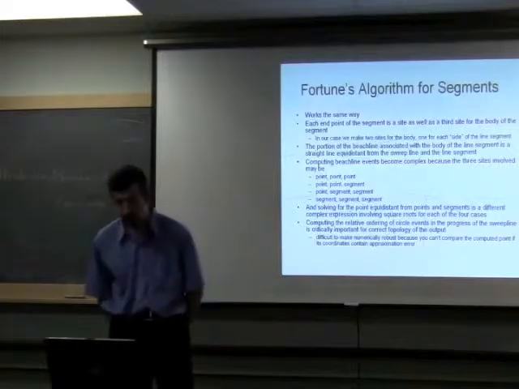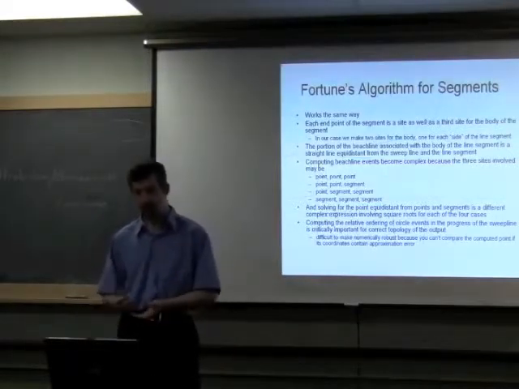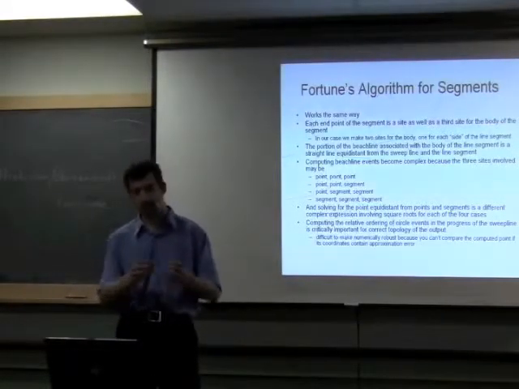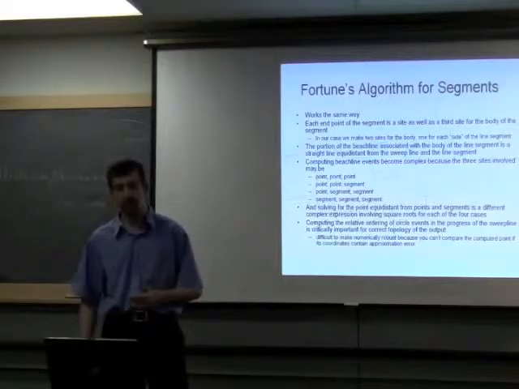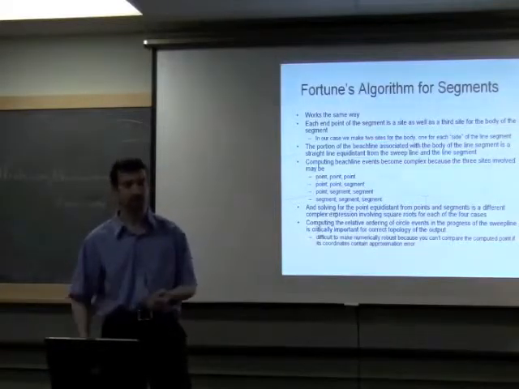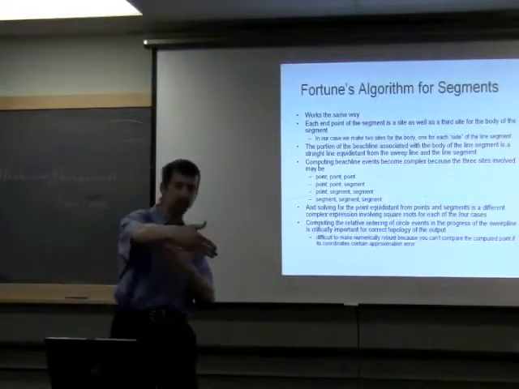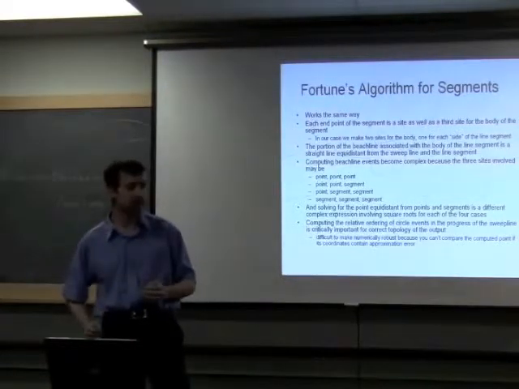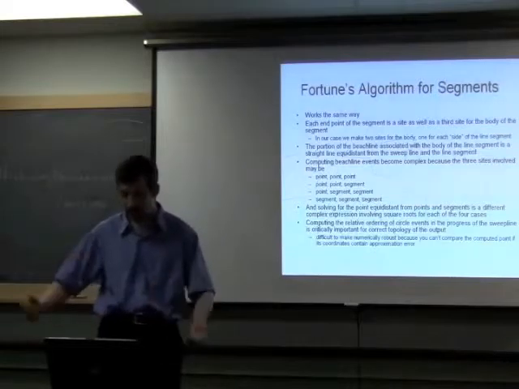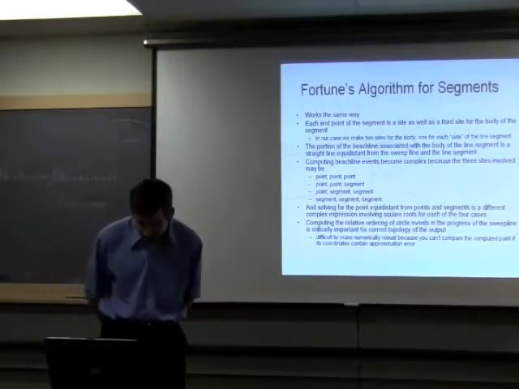So Fortune's algorithm for segments works the same way. Each endpoint of the segment as well as the body of the segment is modeled as sites. And in our case, we actually model each side of the body of the segment as separate sites because it kind of makes it easier. All points equidistant from one side are one cell, and the other side is a different cell, basically. It just makes it easier to think about as you're programming it.